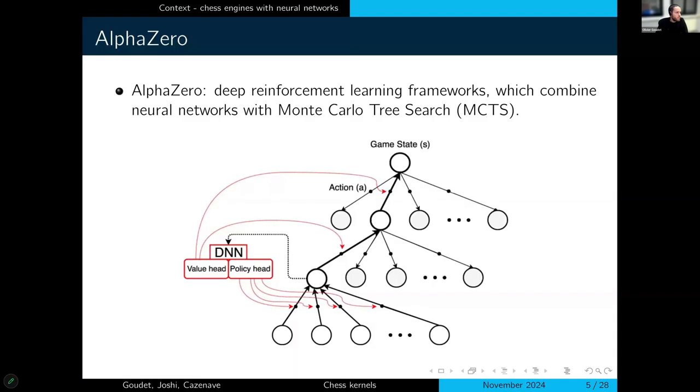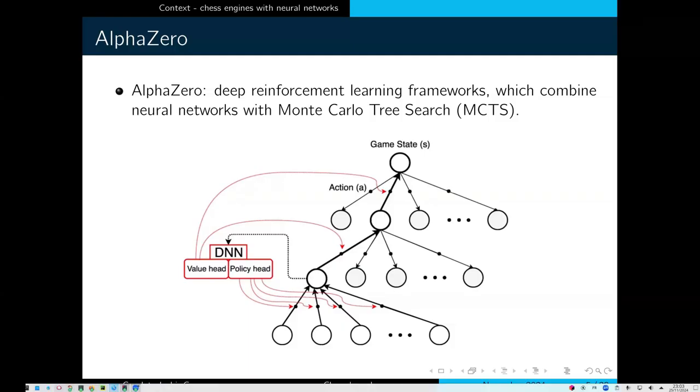Basically, Olivier, we cannot see your slides. Can you share them again? Yes, sorry. Okay, sorry. Sure. Okay, can you see it? Yes, it's good now. Thank you.